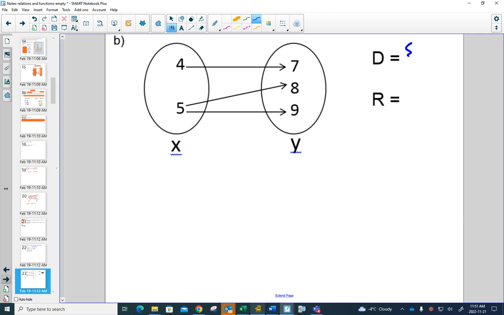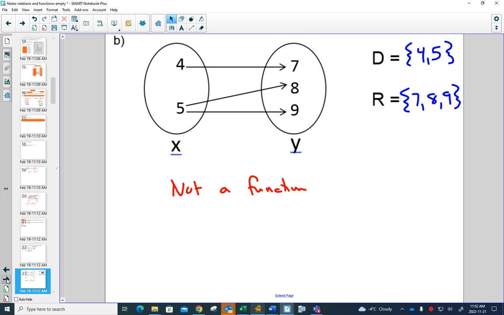Okay, domain: 4 and 5. Range: 7, 8, 9. Is this a function? No, because the number 5 goes to 2 values.